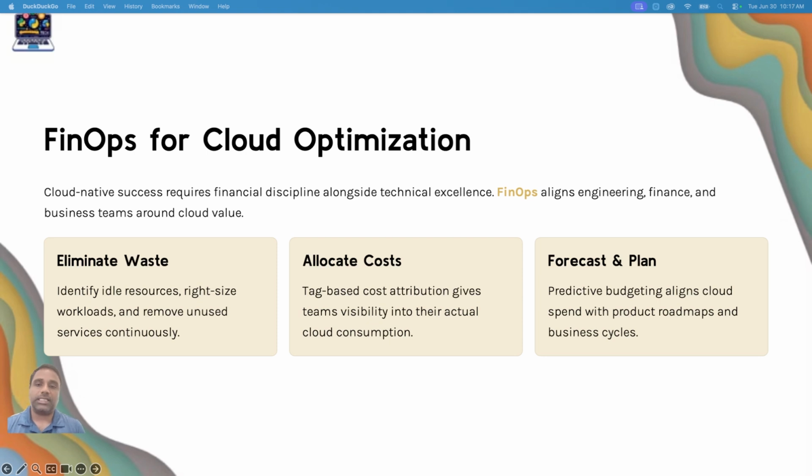not as a quarterly exercise. And you allocate costs. Tag-based attribution gives teams visibility into their actual consumption, and having a chargeback model will give you additional visibility into the cost, so that you can optimize, because you can't optimize what you can't measure. And then the third one is forecast and plan: predictive budgeting that aligns cloud spend with product roadmaps and business cycles. This is a crucial discipline that ensures your cloud native architecture is not just technically excellent, but also economically sustainable.